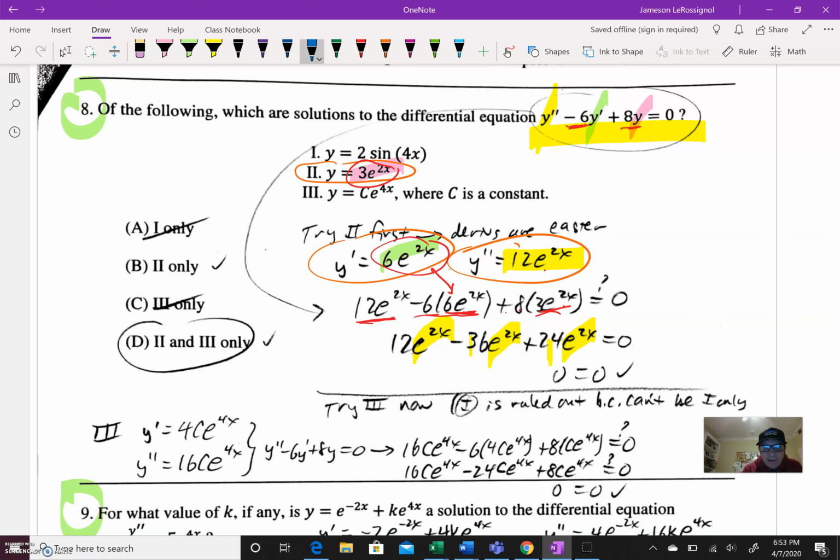So what we just figured out is it's going to be 2. It could be 2 and 3. It can't be 3 only. It can't be 1 only because we know 2 works. So I won't even try 1. I'm going to move on to 3. And I did that down here.